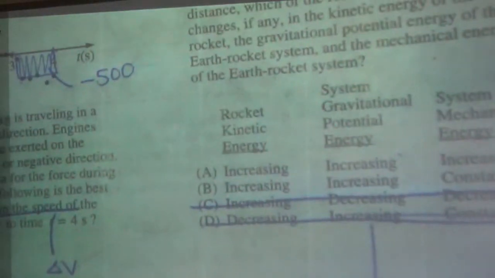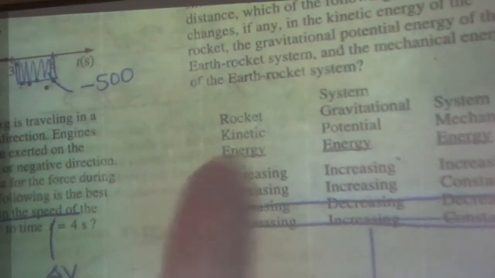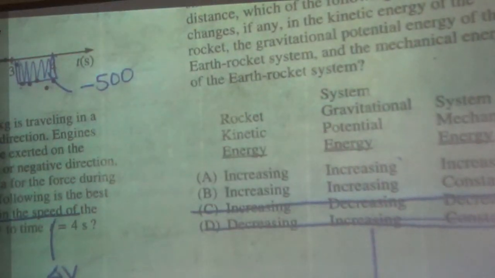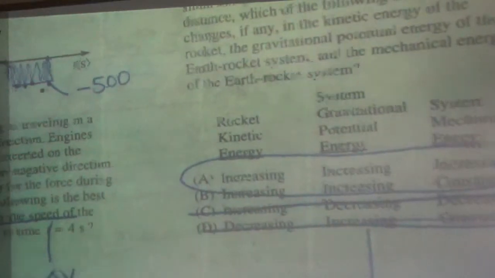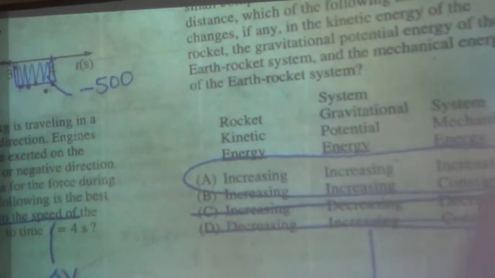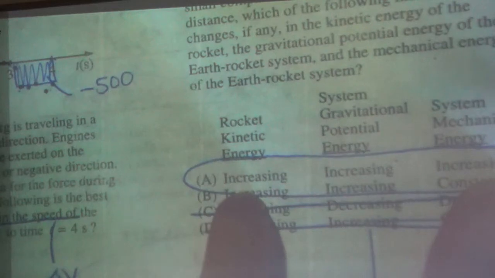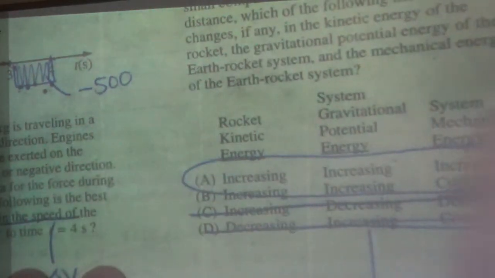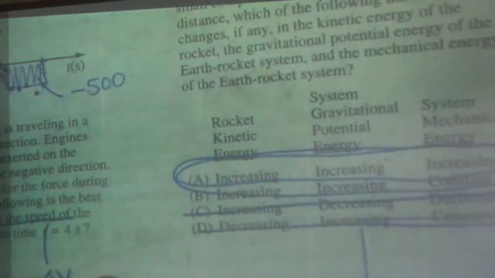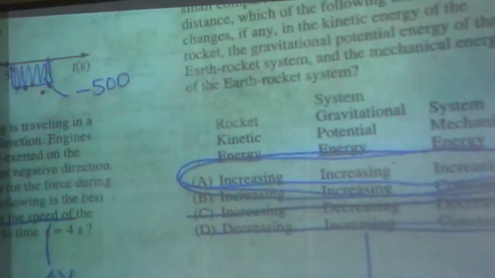And then your system mechanical energy, well, let's just think about if our kinetic energy is increasing and our gravitational potential energy of the rocket and Earth is increasing, then the rocket and Earth system, if these two are both doing the same thing, then this one has to be increasing as well. The reason B doesn't make sense for the constant is you can't have kinetic energy increasing and potential energy increasing and stay constant. Now, if you're like, what? Energy is supposed to be conserved. So energy for sure is conserved here.